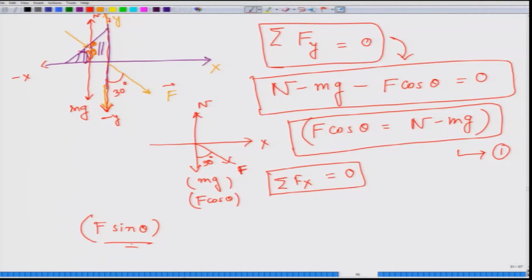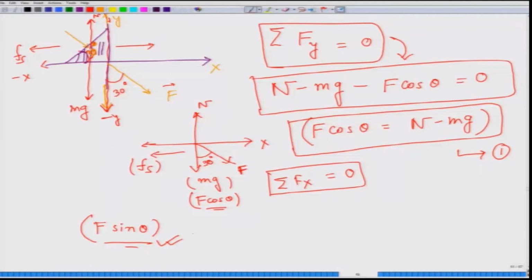Now, the body tries to move this way, so the friction will start acting on it in an opposing direction, that is, in the negative x direction. So, the frictional force will be this way. I write the frictional force Fs in the negative x direction, and I know that the force F has a component along the positive x direction like this. So, we have this equation for all the forces along the y axis.